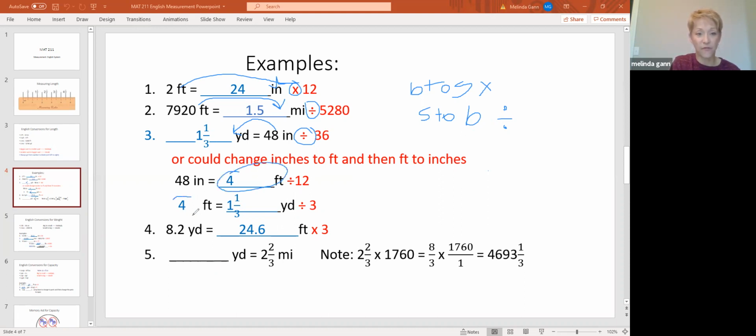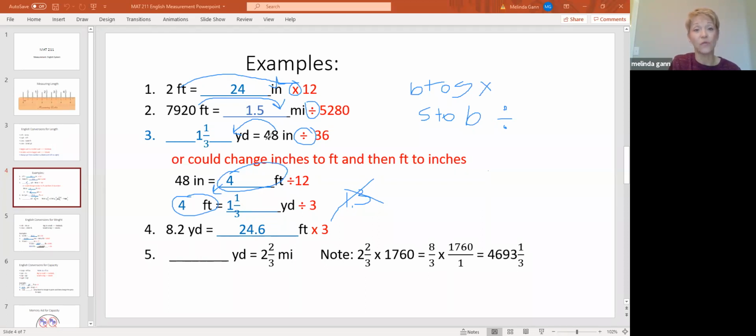Then I could start with that 4 feet, so I could start with this answer and then change 4 feet to yards. Again, I'm still going small to big, so I'm still dividing. And there are 3 feet in a yard, and 4 divided by 3 is 1 1/3. If you put 1.3 or 1.33, I'm going to count it wrong. I do not want a rounded decimal. You can give me a decimal if it's exact like that one. If it's not exact, then you've got to give me a fraction or a mixed number in simplified form.